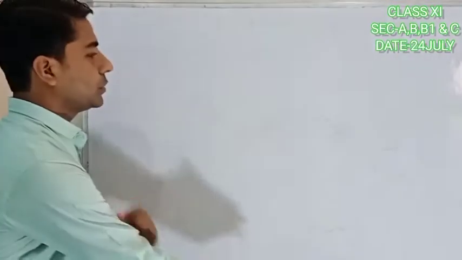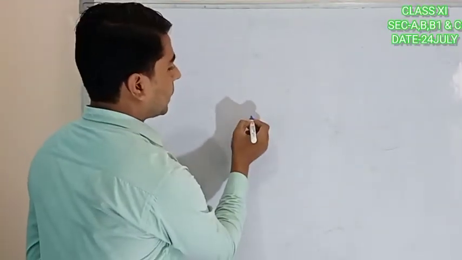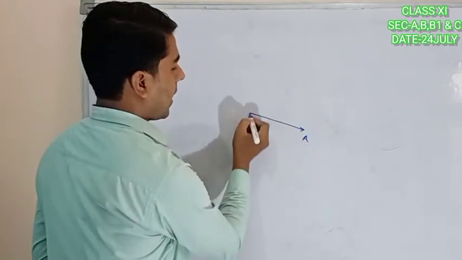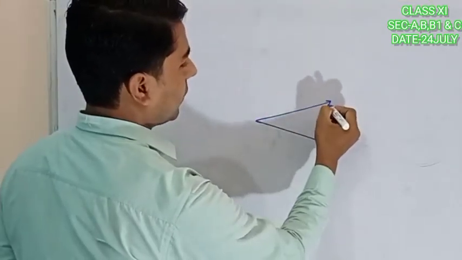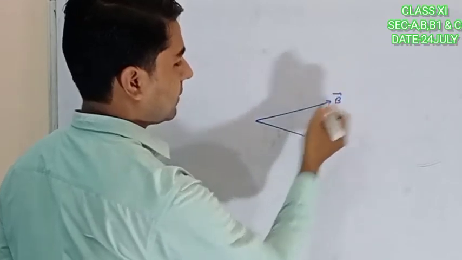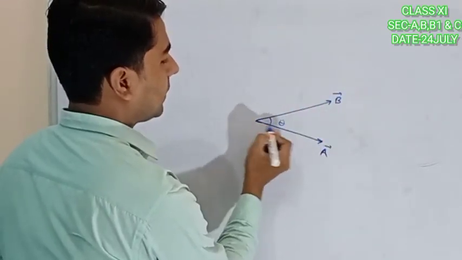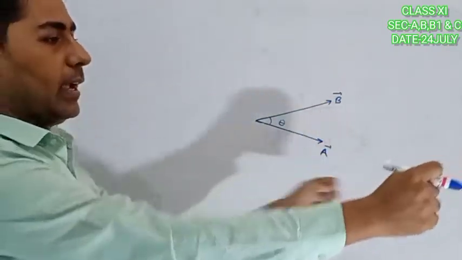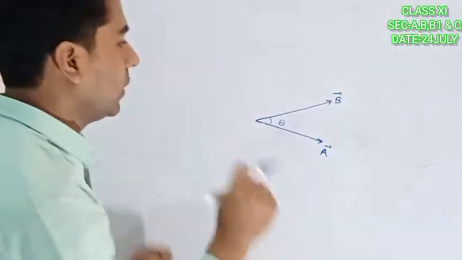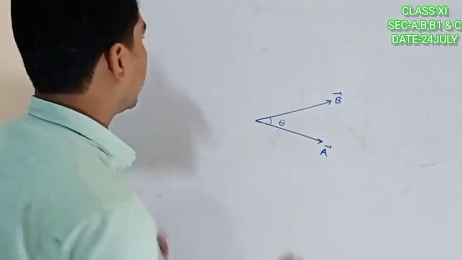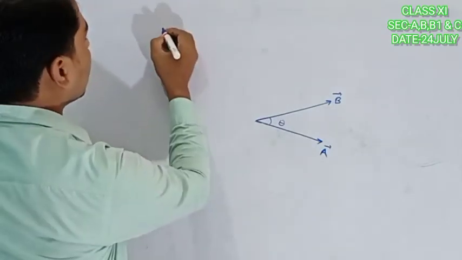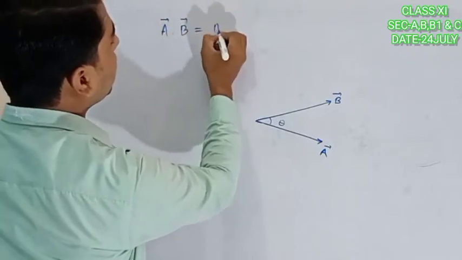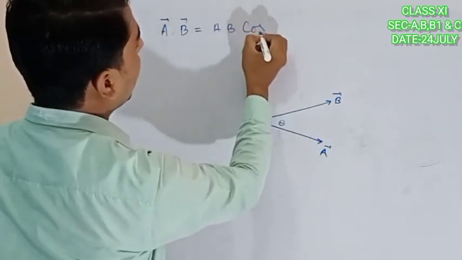For that I want to show you a 3D diagram. Suppose vector A is in this direction and vector B is in this direction, and the angle is theta. So this is vector A and vector B. In the scalar product, if you remember, I'm showing you the scalar product, that was vector A dot vector B equal to A B cos theta.